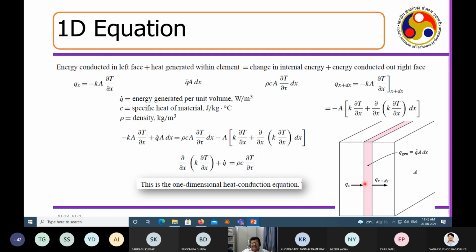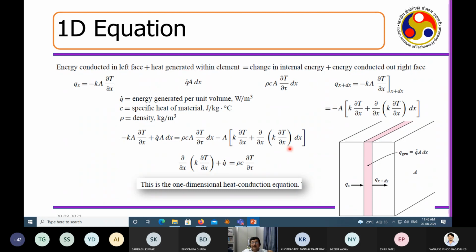So: energy conducted in the left face, heat generated within the element, change of internal energy. How can heat be generated within the element? There can be an exothermic reaction inside the system that generates heat. There can be a nuclear reaction that generates heat, right? What is coming through the left face? Minus kA dT/dx is coming through the left face. The same thing is going out at x plus dx.